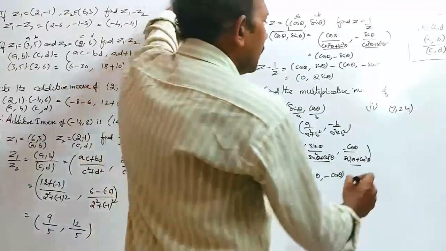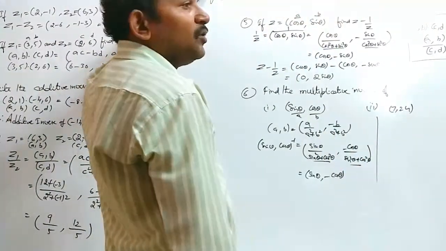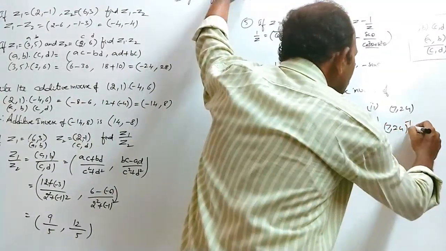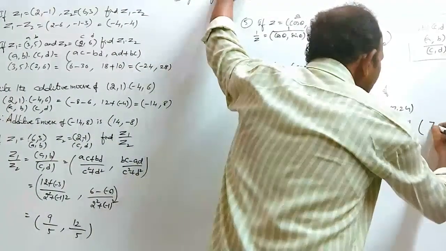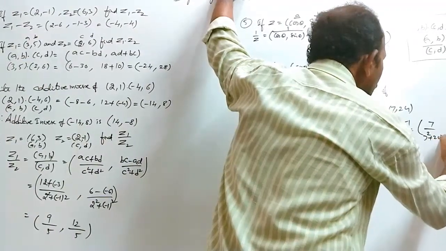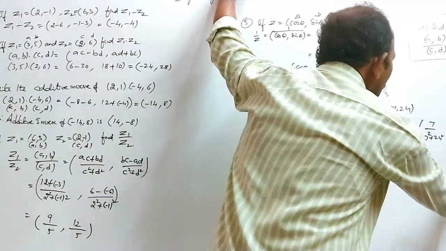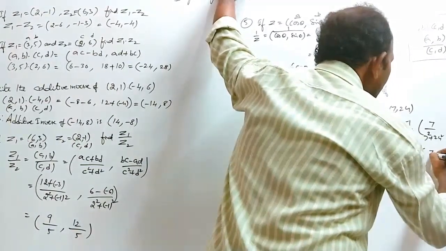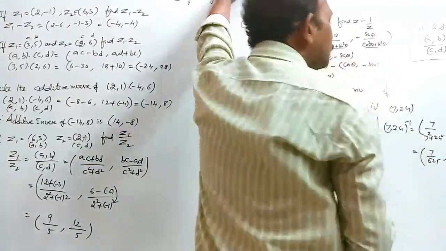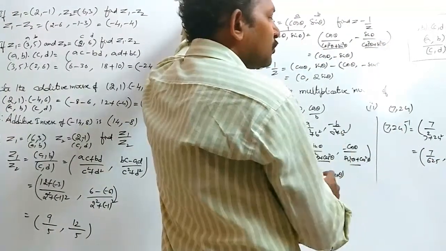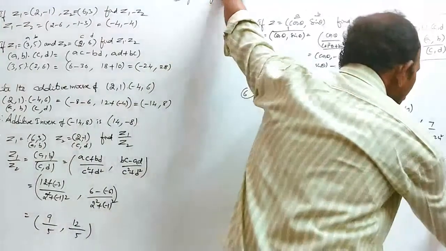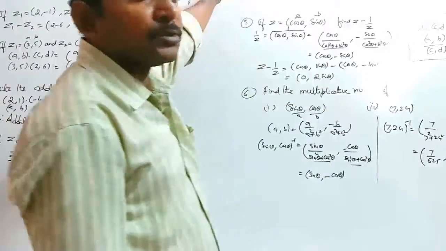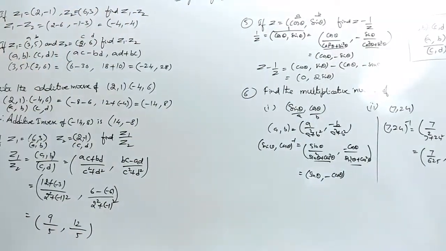Let us evaluate the multiplicative inverse of (7, 24) also. Same formula. Therefore the multiplicative inverse of (7, 24) is 7 by (7² + 24²), comma, -24 by (7² + 24²). Therefore that is equal to 7 by 625, since 24² + 7² = 576 + 49 becomes 625, and -24 by 625. Here it is the multiplicative inverse of (7, 24).